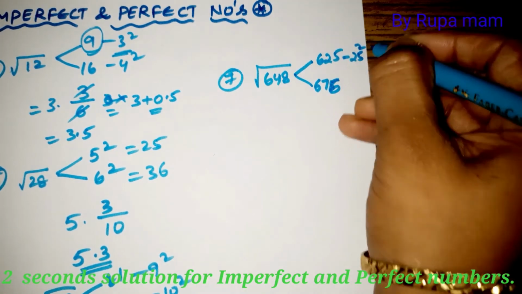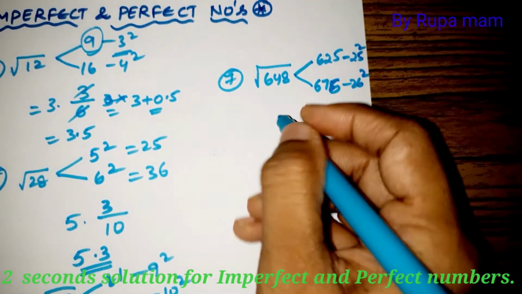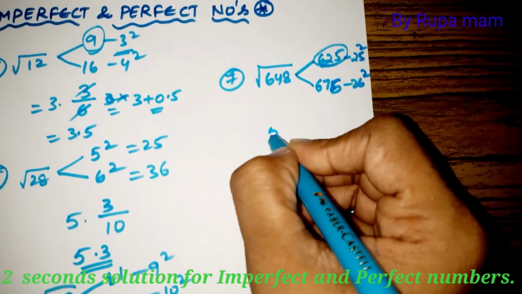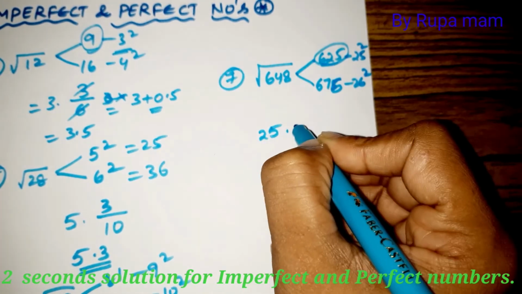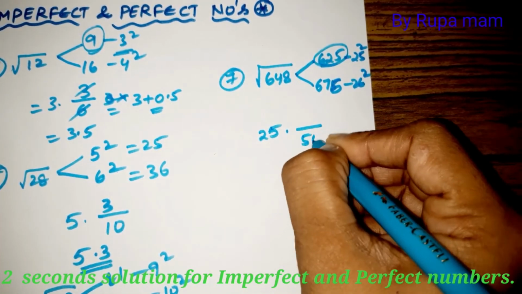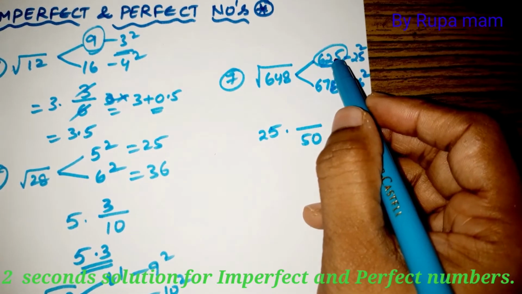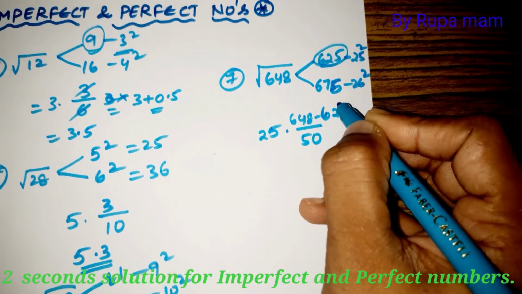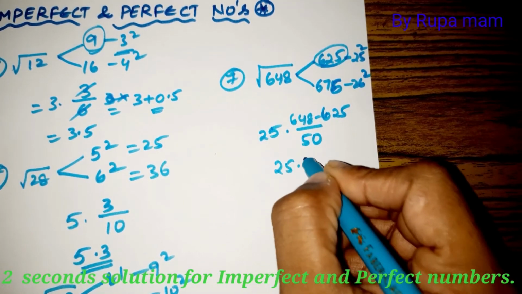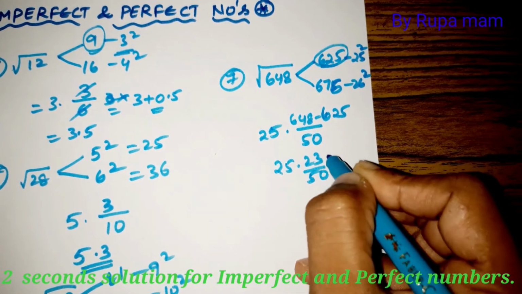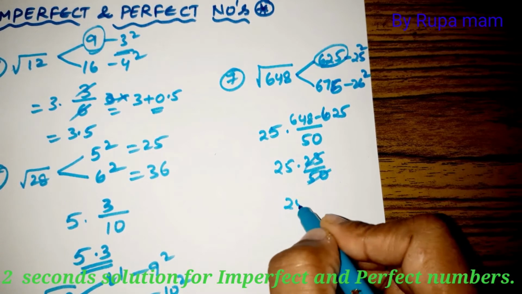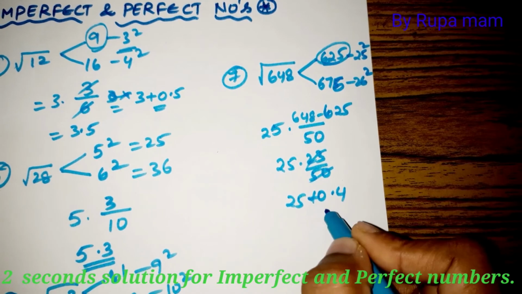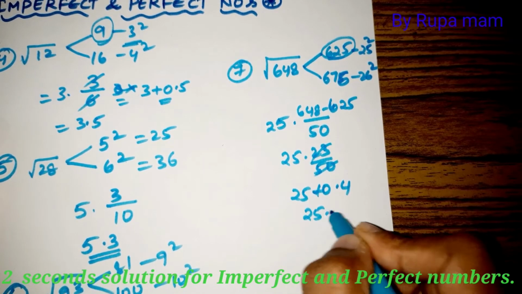625 is 25 square. 676 is 26 square. Here 625 is less than 648, so I am taking 5 square only. 25 square, 25. 25 double is 50. The difference between 648 and 625 is 23, so 23 by 50. If you cancel this, we get 0.4. 25 plus 0.4 is 25.4.